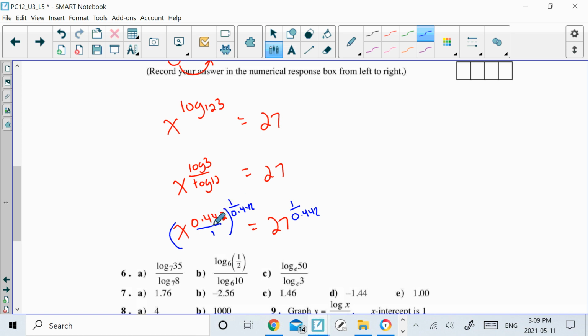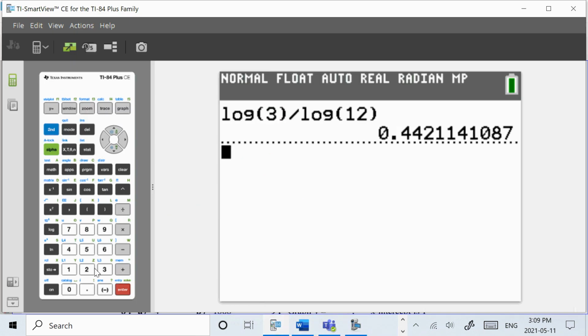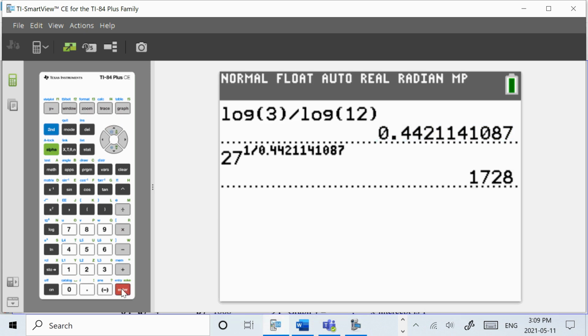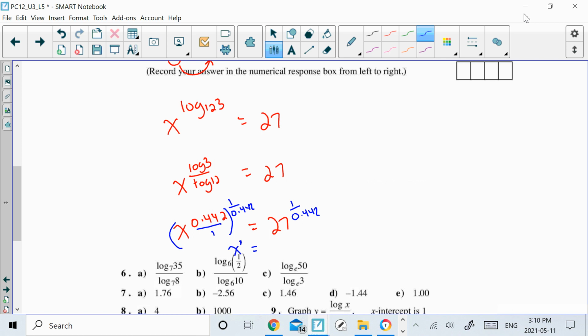And then this would give me 0.442 over 0.442, which would be x to the power of 1, which is what I want. Then I'd have to type in 27 to the power of 1 divided by the answer that I had. So on my calculator, 27 to the power of 1 divided by this. And there is your answer: x is equal to 1728. So this is one method that you could do it, 1728.